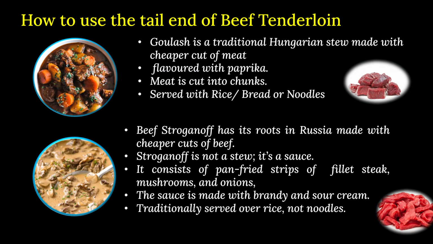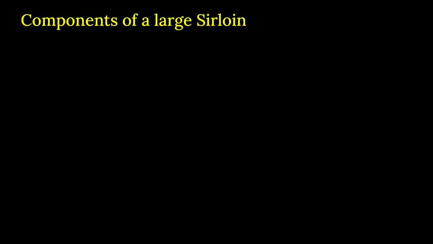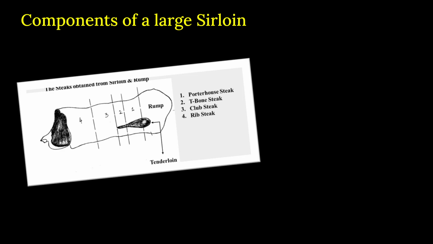Okay. Now we'll proceed to other steaks obtained from the beef carcass, and that is the sirloin. Let us first see what the components of a large sirloin are. You can see this image. This is basically the end part of the spinal cord along with the ribs.